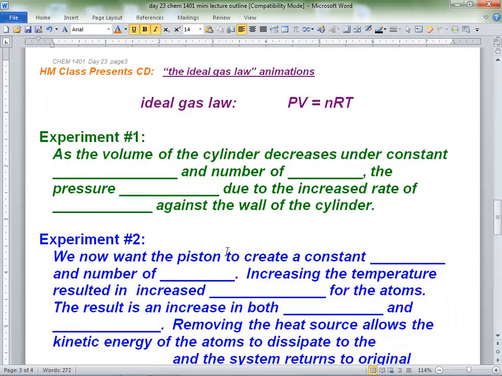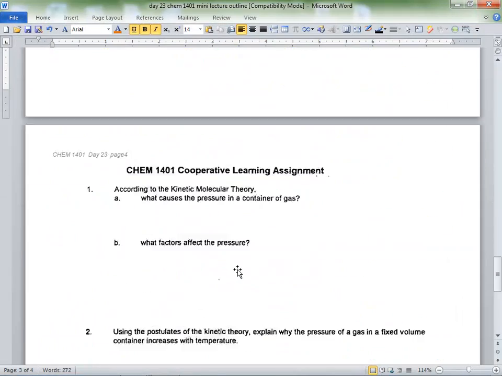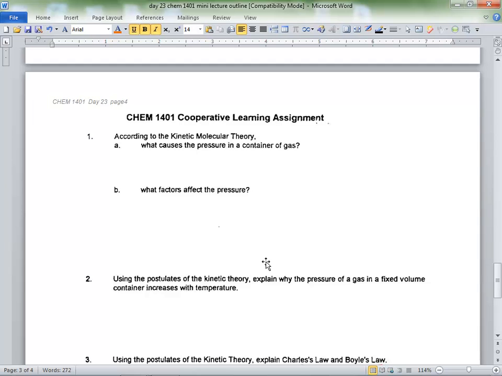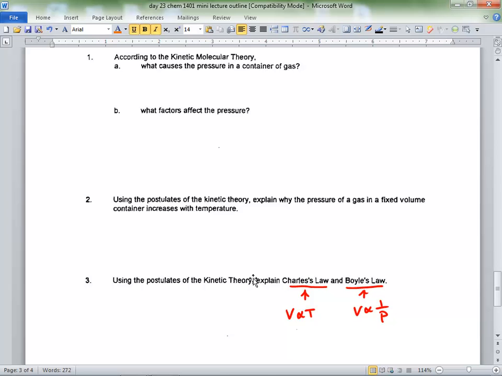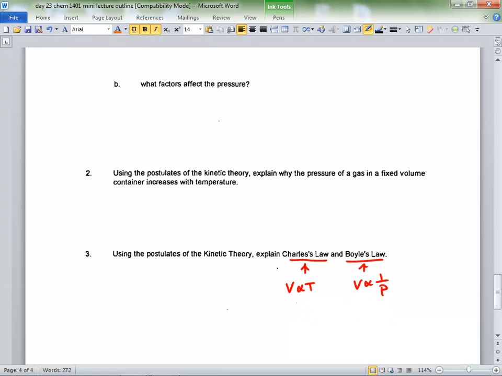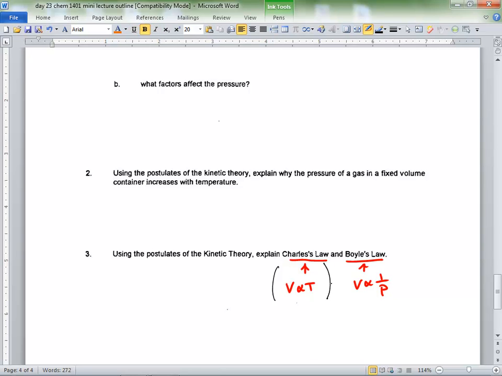Okay. So there's our 3 experiments. What I'd like you to do is work together on answering these, and if you have any questions, just ask. But there's a couple parts in here where, like right here, it's not very well explained.